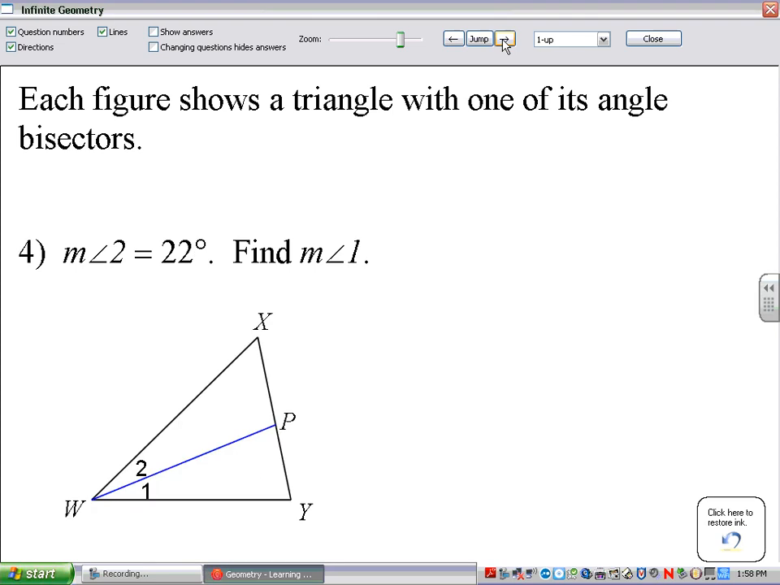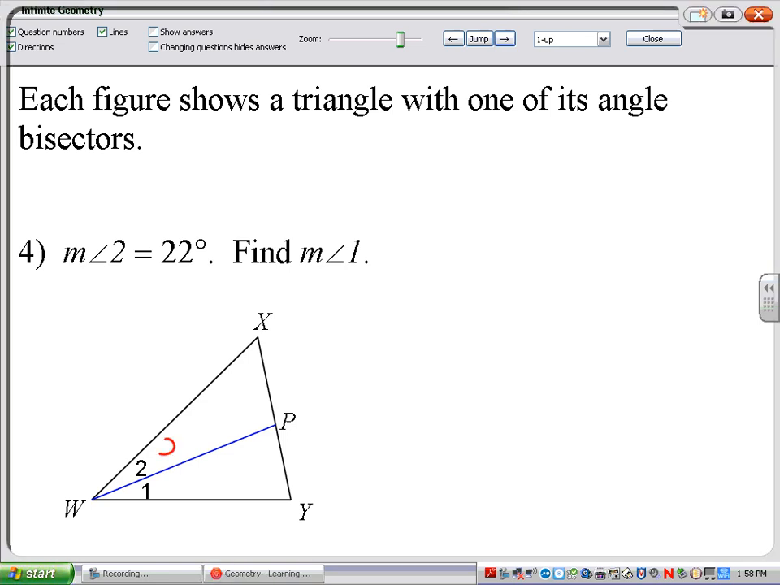The measure of angle 2 is 22. So I'll put 22 there, maybe 22 there. But also angle number 1 is 22. And that answers my problem. Find the measure of angle 1. So in this one, they kind of trick us. They don't say what's the measure of the big angle. So the measure of angle 1 is 22. We need to be very careful and read these directions carefully. Number 5.